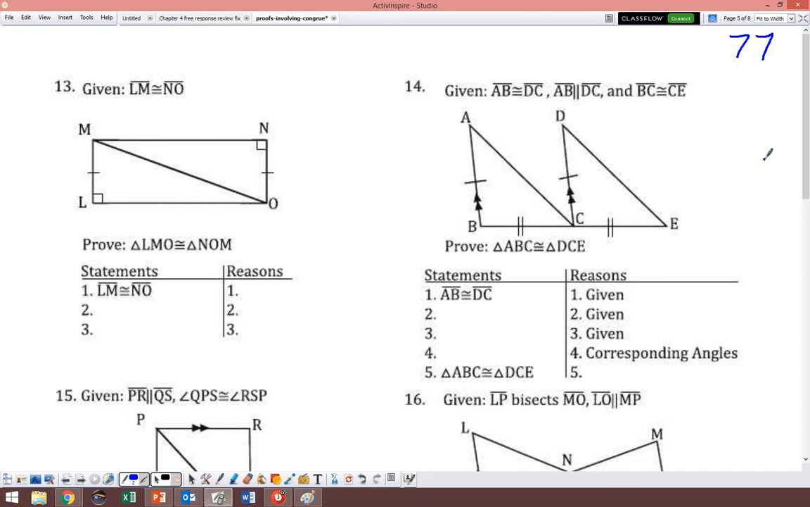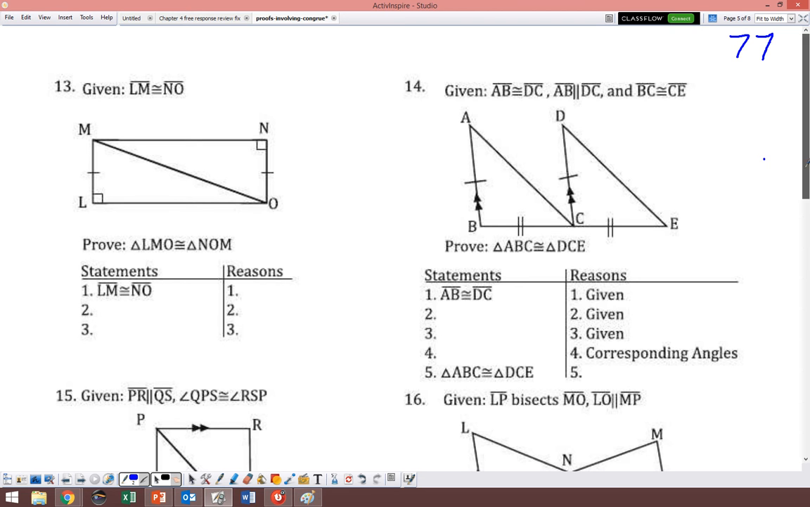All right, we're going over two column proofs. This was page 77 in our notebook. We are making sure we are doing all of our practice. And so this is the page that I actually handed out yesterday. And then we should be good. All right, so let's take a look on 13.